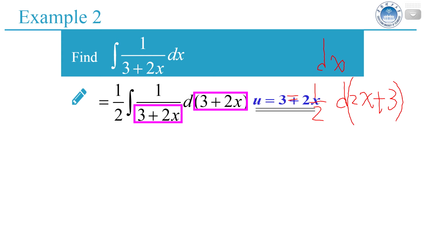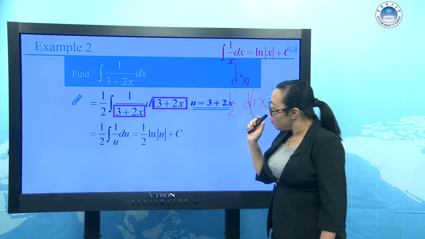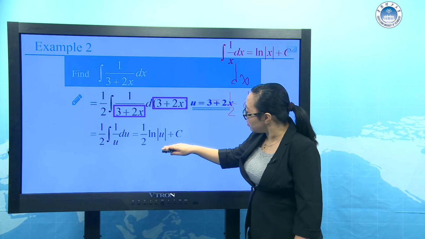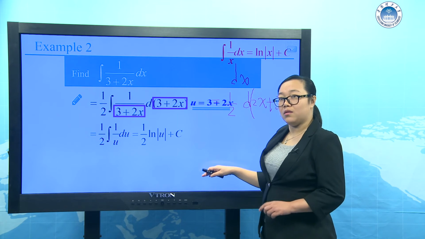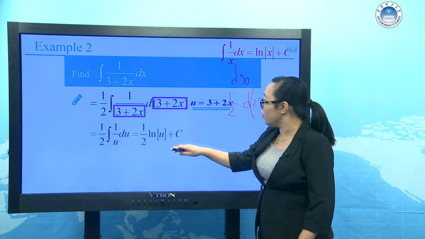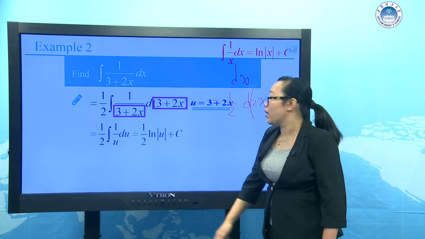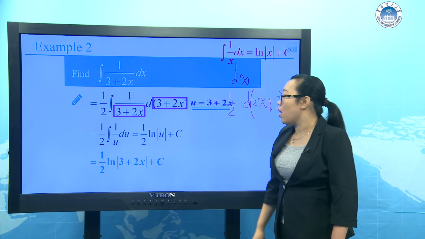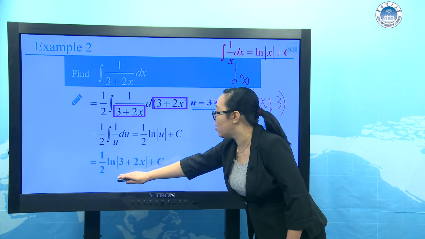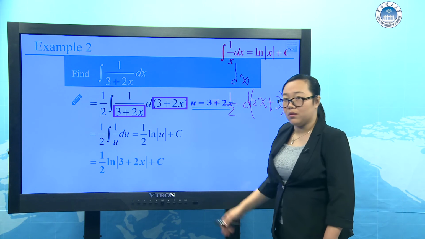Now you will be very happy. If we let u equal 3 plus 2x, by substitution it becomes half times the integral of 1 over u du. We can get the basic formula: equals ln absolute value of the variable plus c. So it equals half ln absolute value of u plus c. Pay attention to the last step: replace u with 3 plus 2x. So the final answer equals half times ln absolute value of 3 plus 2x plus c.